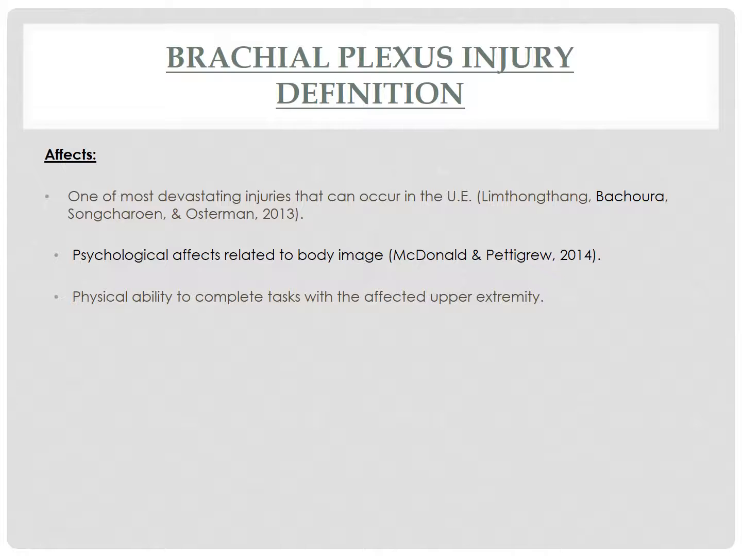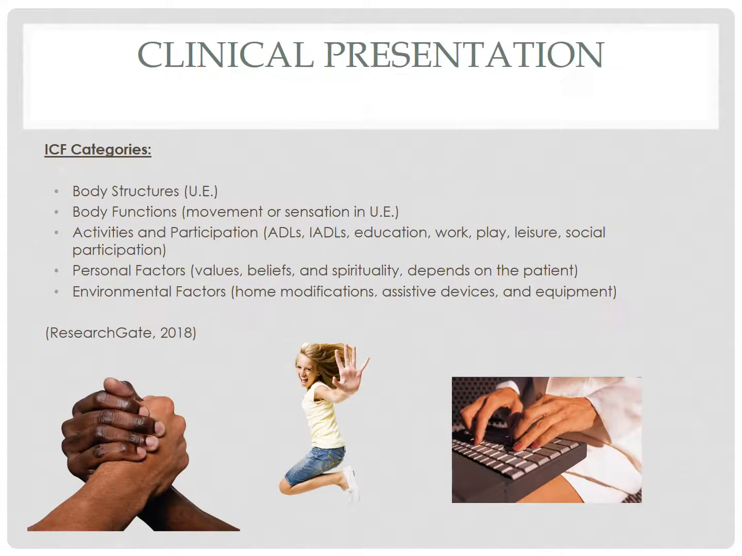This is one of the most devastating injuries that can occur in the upper extremity, and psychological effects can occur that are related to body image. Also, there are effects of physical abilities. The physical abilities can include any tasks that require the use of the upper extremity.